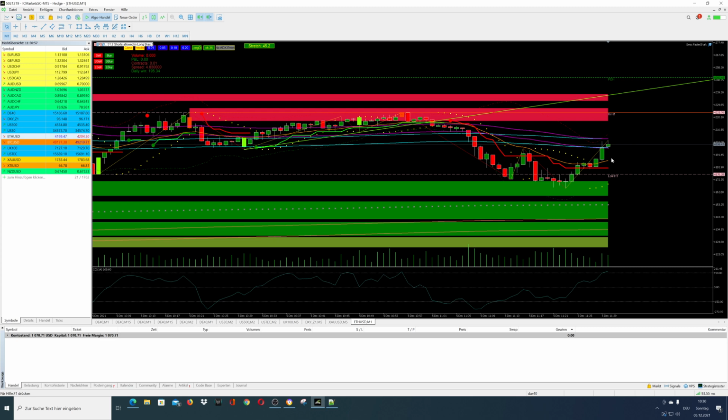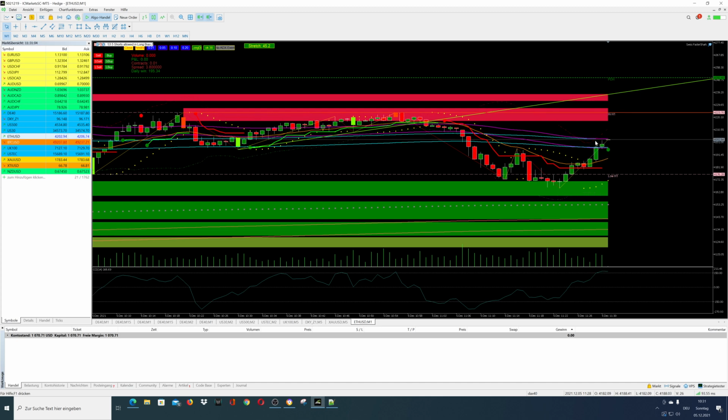We just wait some seconds. Now we have an uptrend again. The Supertrend has turned. It's a bit late, and we just have to wait. Now I don't go long because I'm not sure that this supply zone here will be a resistance, and we go down again.